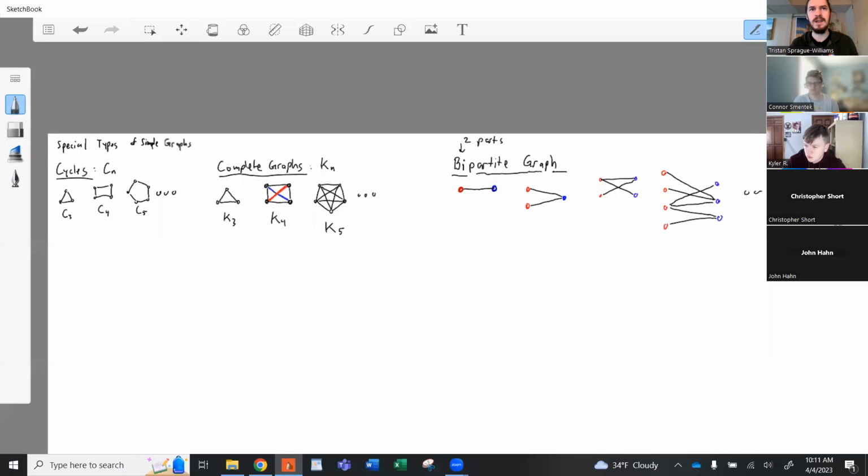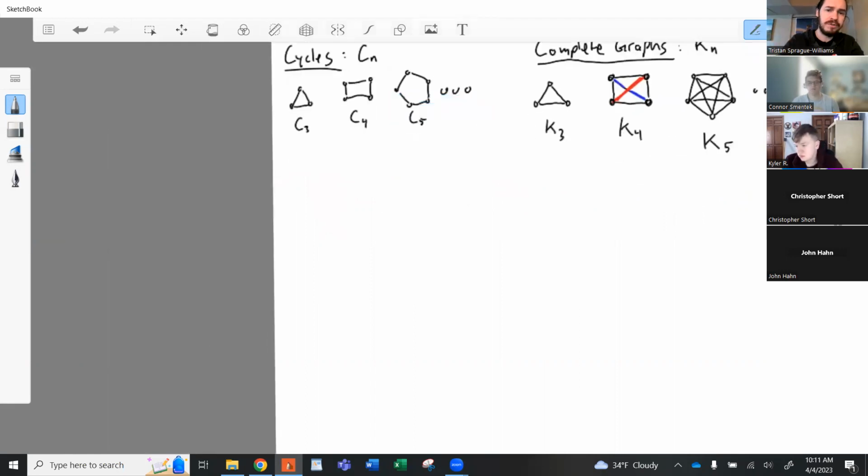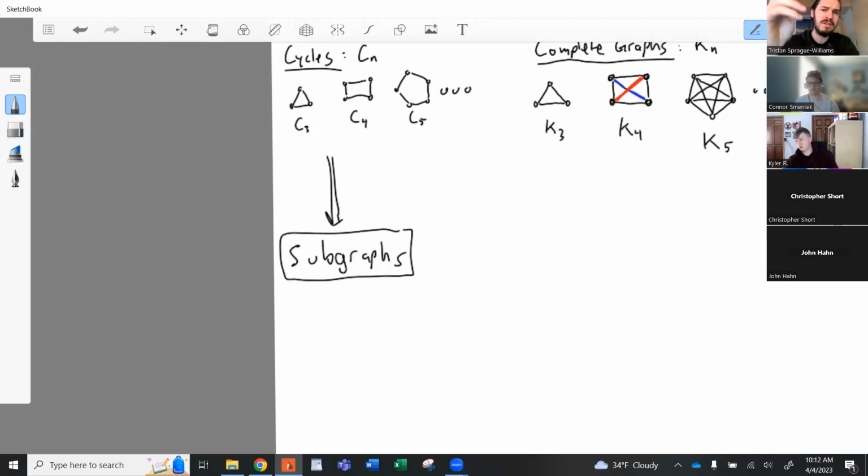These are the 3 specific types that I want to focus on. For each of these 3 types of graphs, I want to use each of these to introduce some ideas. So for cycles, I just want to use the concept of a cycle to introduce a new concept called a subgraph. I'm not saying that the concept of a subgraph is only tied to cycles. I just want to use cycles as a segue into talking about subgraphs here.